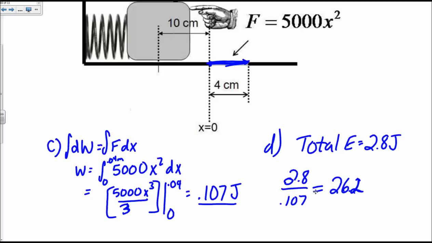That means that it's going to go through 26 times, and then on the 27th time it's going to stop. So I'm just going to say that it goes through 26 times. It has a little bit of energy left over after going 26 times, and then on that 27th time, when it goes through that little patch of friction, that's when it's going to stop.